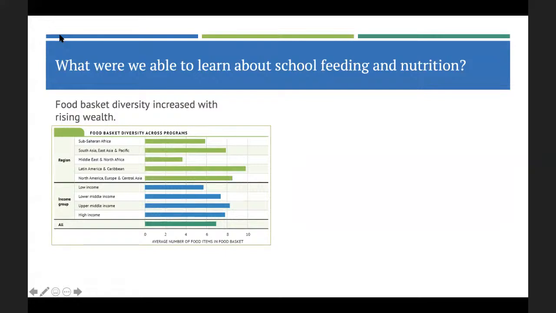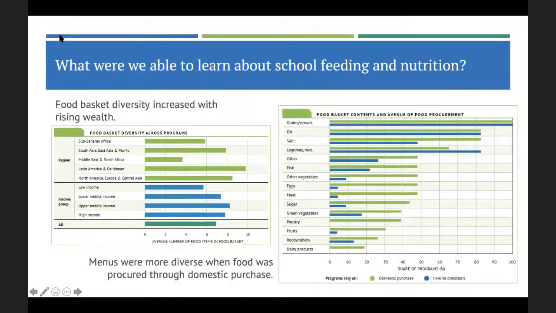We noted from the survey data that food basket diversity tends to increase with rising wealth. Food basket means the food items that are served to children or provided to children through school feeding programs. This could be in the form of meals or also take-home rations. Across different regions of the world, school feeding programs in Latin America and the Caribbean, on average, have the most diverse food baskets. And school feeding programs in the Middle East and North Africa, on average, have the least diverse food baskets given to children.